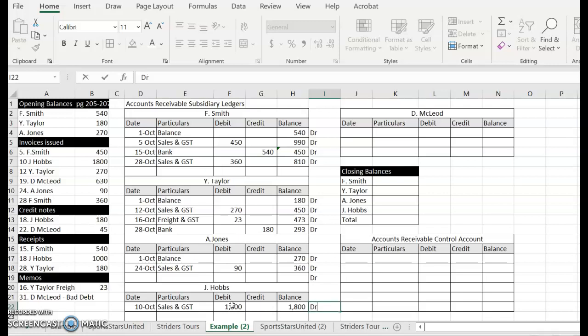Caps lock. J. Hobbs, we can see that 1800 there. We've got 2 more, both happen on the 18th. First, we'll do the credit note. So the credit note is J. Hobbs returning stuff. So we type sales returns and GST. We'll issue a credit note. That'll decrease how much they owe. They don't have to pay for what they've returned.